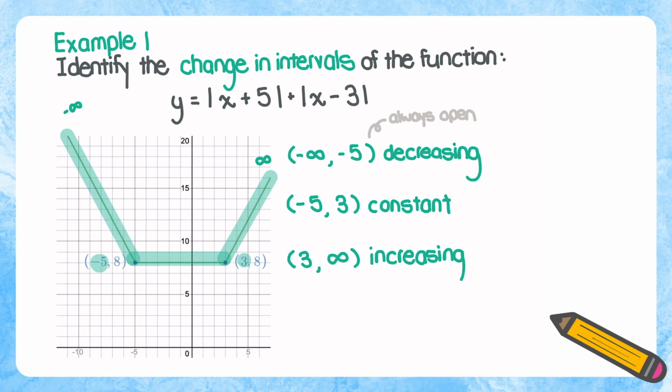So this tells you how the function changes over time. From negative infinity up to negative 5, this function is decreasing. But then it becomes constant up to 3, and then after that, all the way to infinity, this function continues to increase.